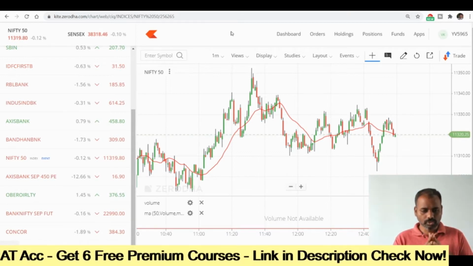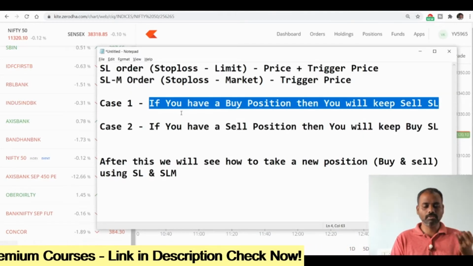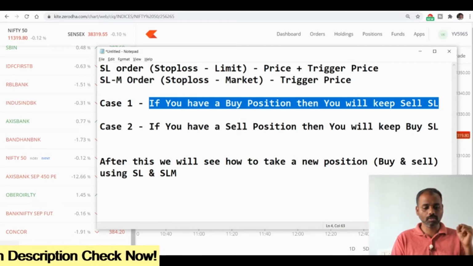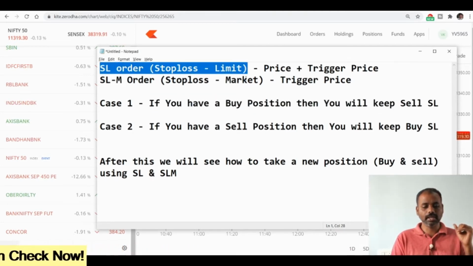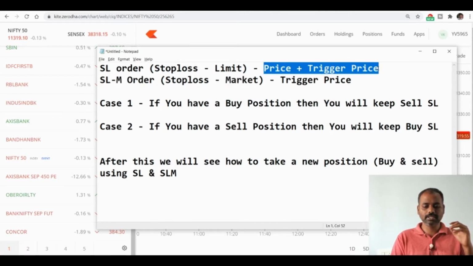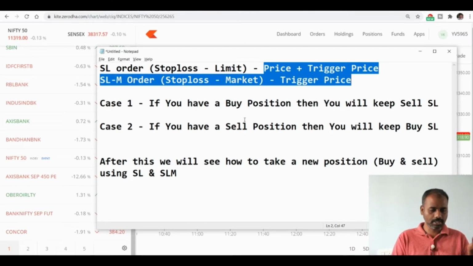Before going to the live demo, let's try to understand what types of stop loss we have and how they differ from each other. We have two kinds of stop loss order. One is stop loss limit order and another one is stop loss market order. In limit we have price and trigger price, and in stop loss market we will only have trigger price. We will see what the use of these price and trigger price is while seeing the live order.